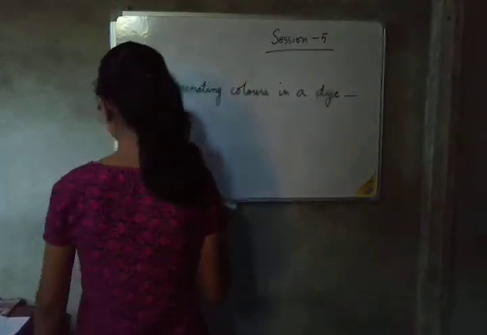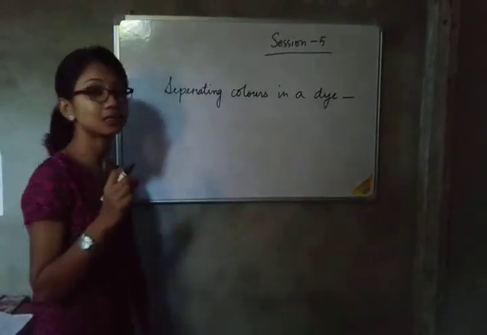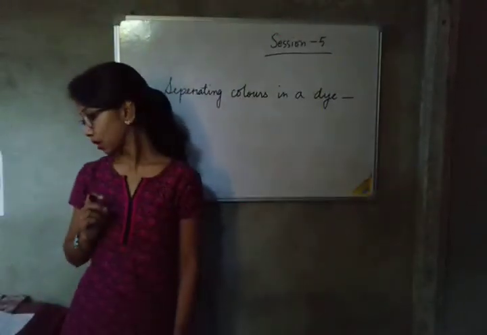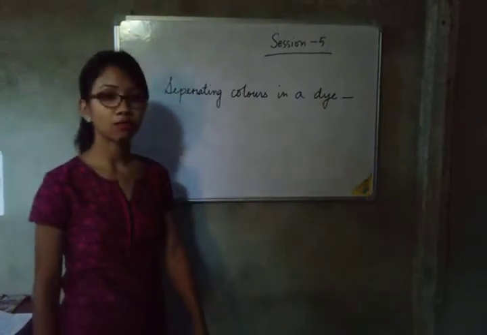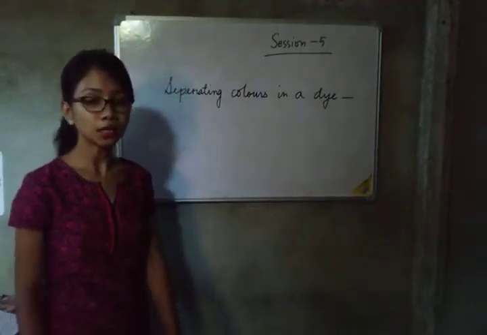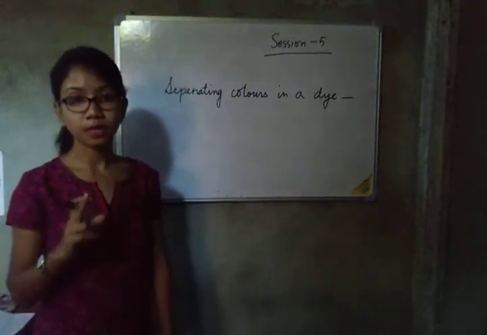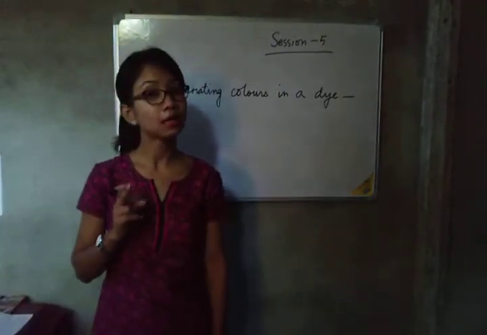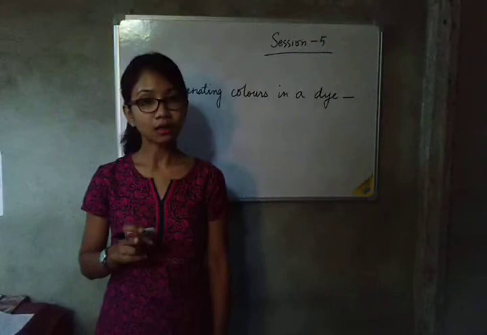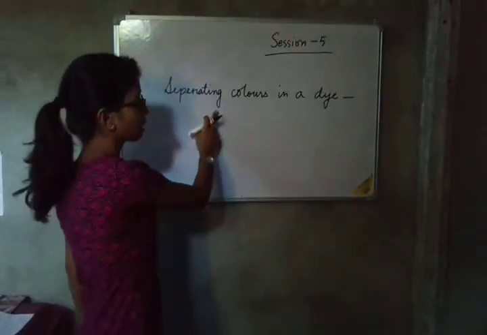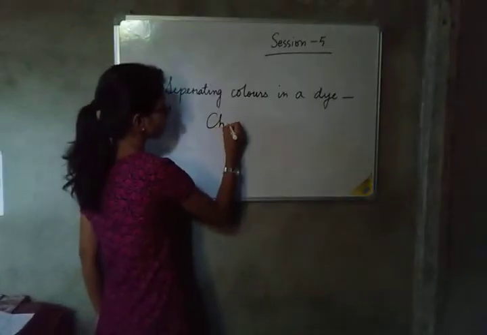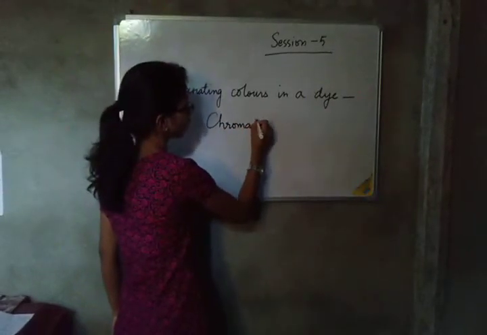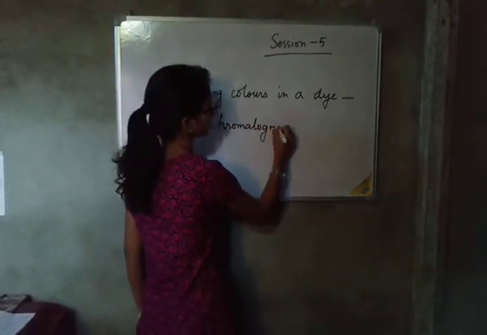One topic given in your book is "Is black ink a single color?" From that topic I am deriving this topic, that is separating colors in a dye. I am repeating again, is black ink a single color? From that topic I have derived this separation technique. Okay. Now one process is there. The name of this process is known as chromatography.